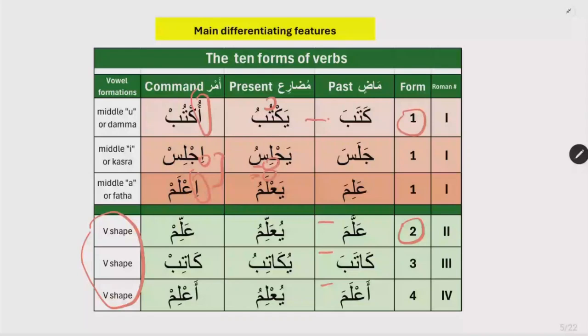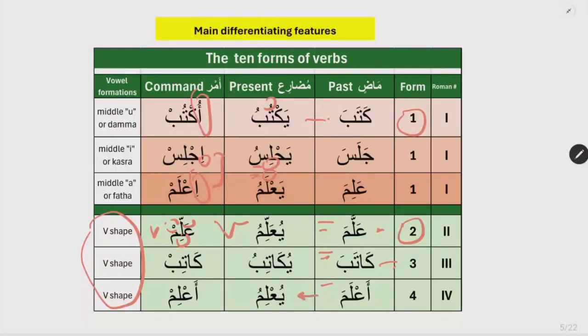Then the third form is normally the act of writing to somebody else. Allama is to do a teaching, so it's the act of passing on information, because ilm is knowledge. You're sending information to somebody else. So allama is he taught. Kataba is he corresponded, or he wrote to somebody. Alama is to inform, and yu'limu is the present tense.